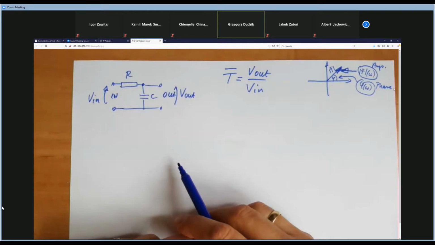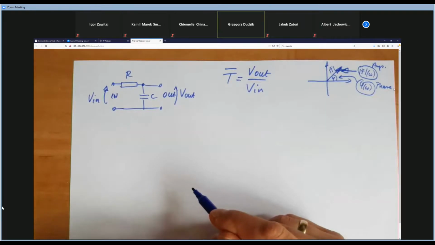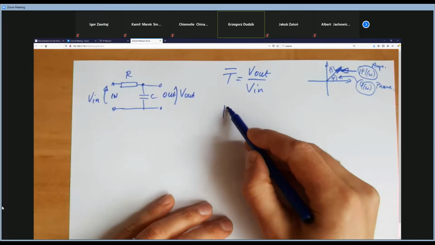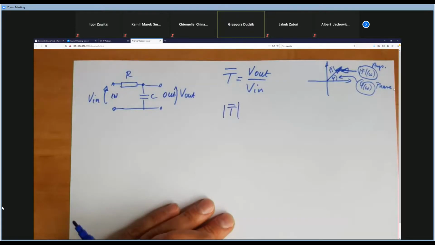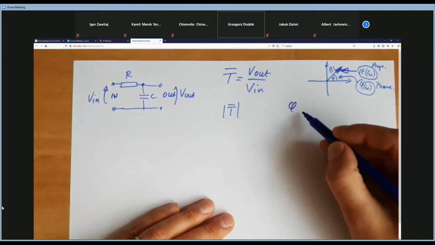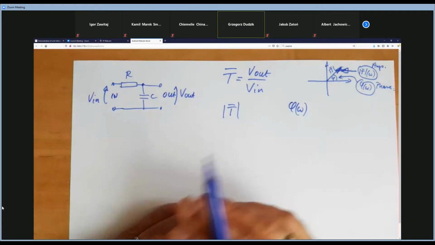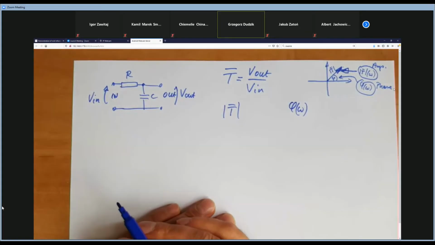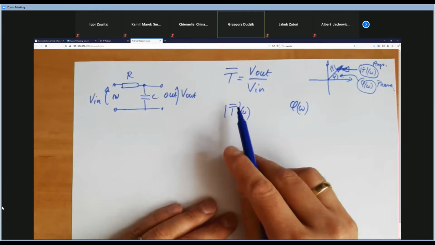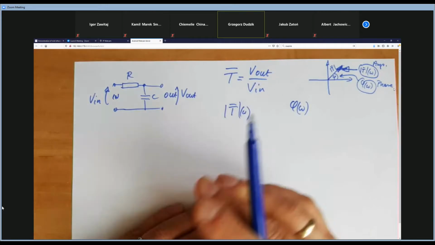So the question is how we can find the amplitude characteristic. We have to calculate the modulus of T. If we want to find the phase characteristic, we have to calculate how the phi angle changes due to omega. And here we have how the modulus of T changes due to omega, due to the frequency, in fact.